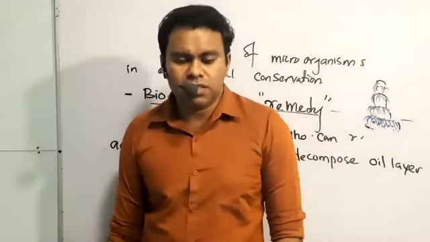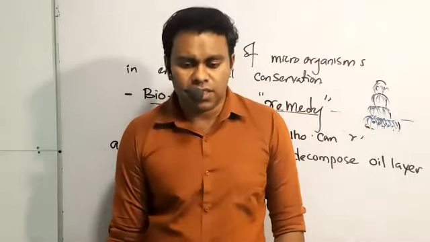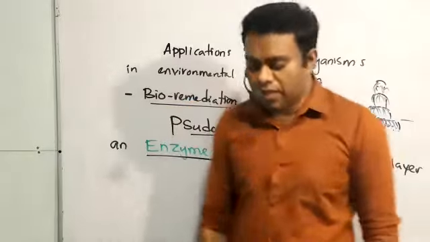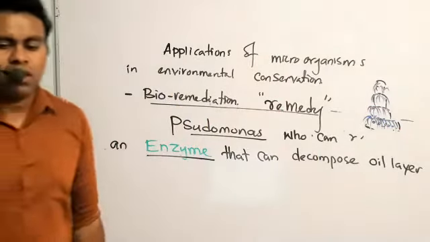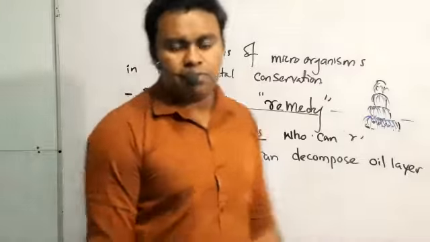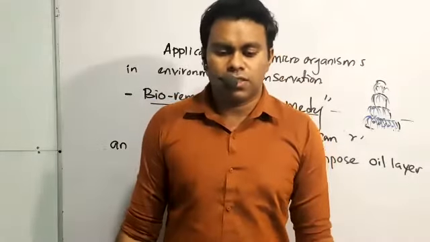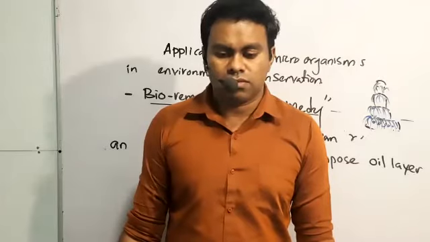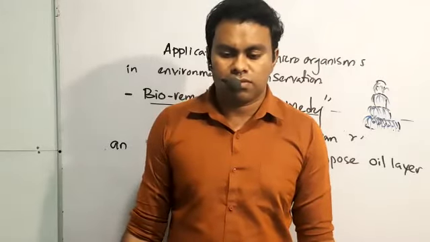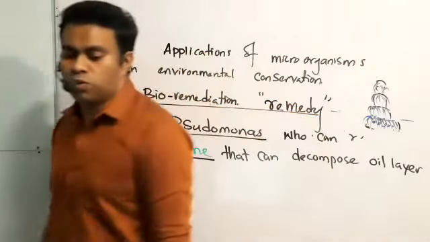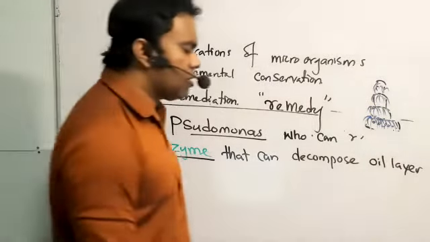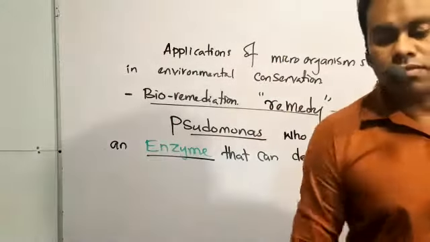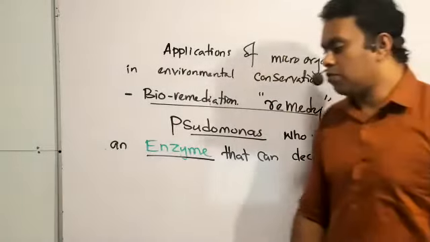Okay, heavy metals. When water is polluted with heavy metals, it can be removed by using microorganisms. Okay, next take down. When water is polluted with these heavy metals, microorganisms can be used to remove these toxic heavy metals from water.